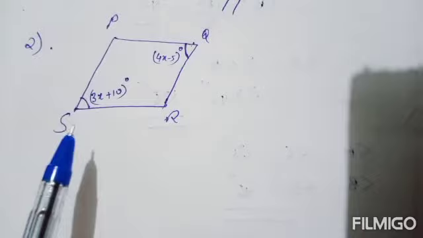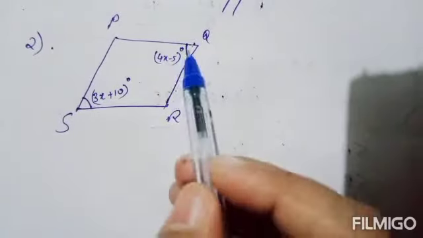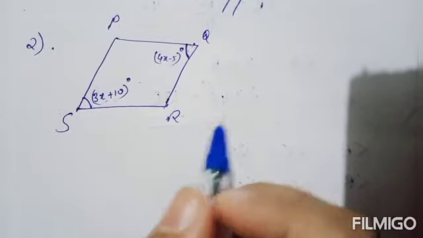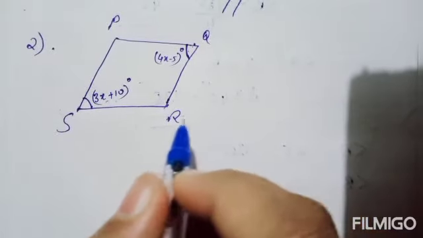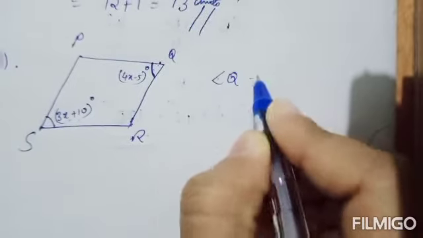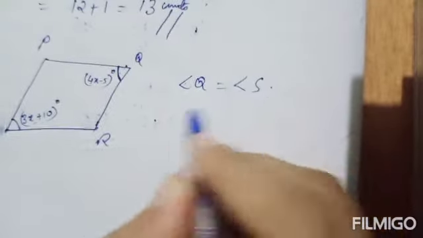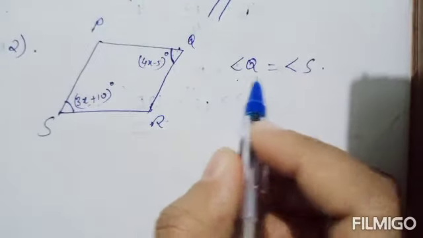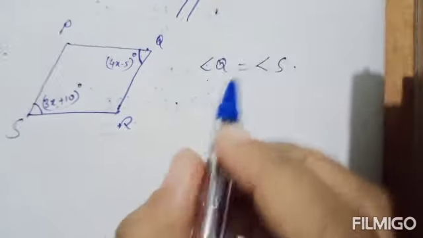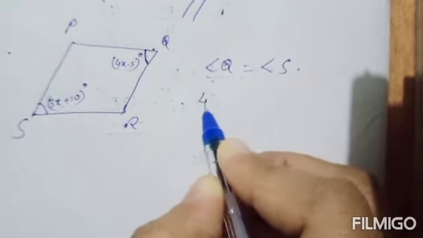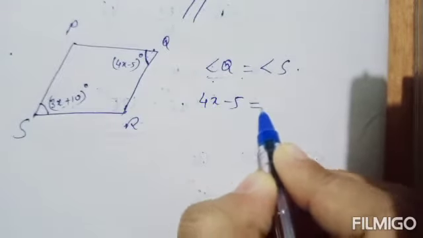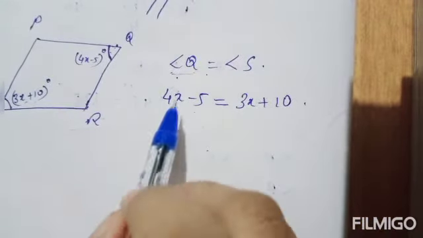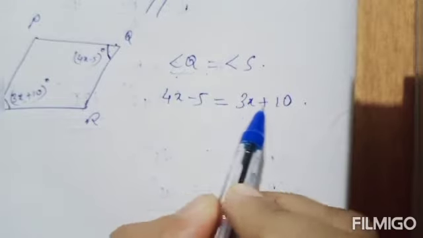Now which property of parallelogram can we use here? Opposite angles of a parallelogram are equal. That property we can use here. So angle Q equal to angle S. Since opposite angles of a parallelogram are equal, we can write angle Q equal to angle S. Angle Q is 4x minus 5, angle S is 3x plus 10. So 4x minus 5 equal to 3x plus 10.